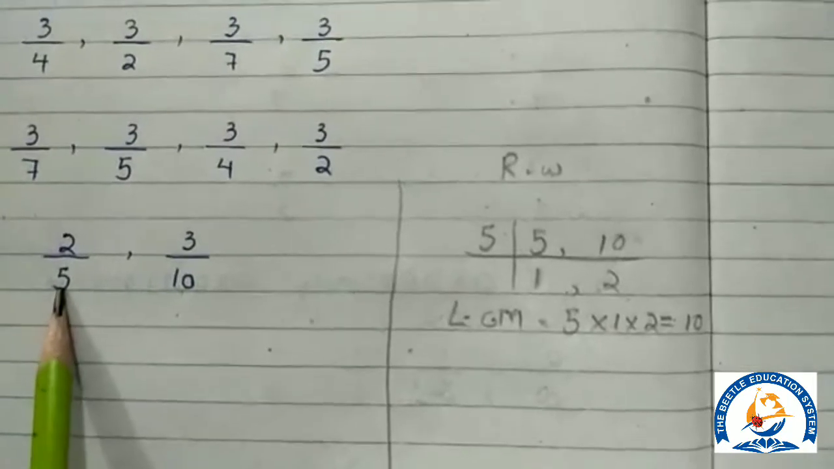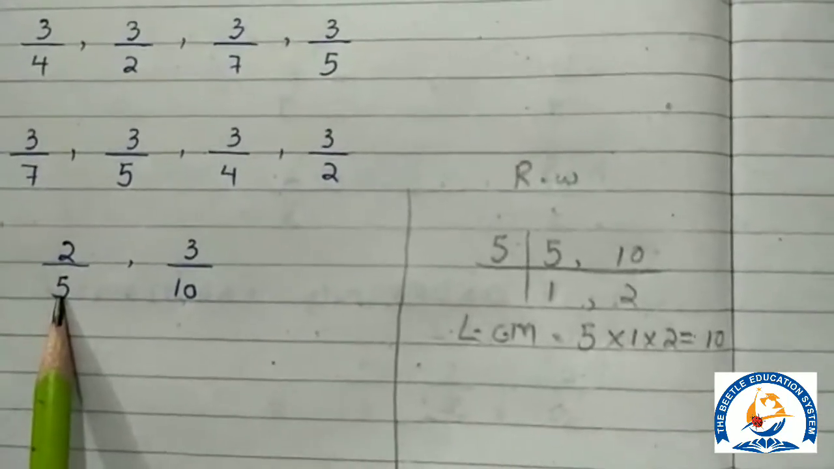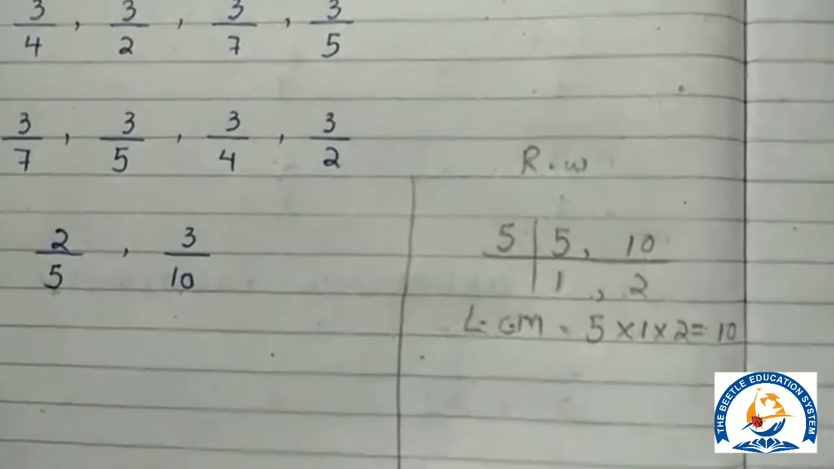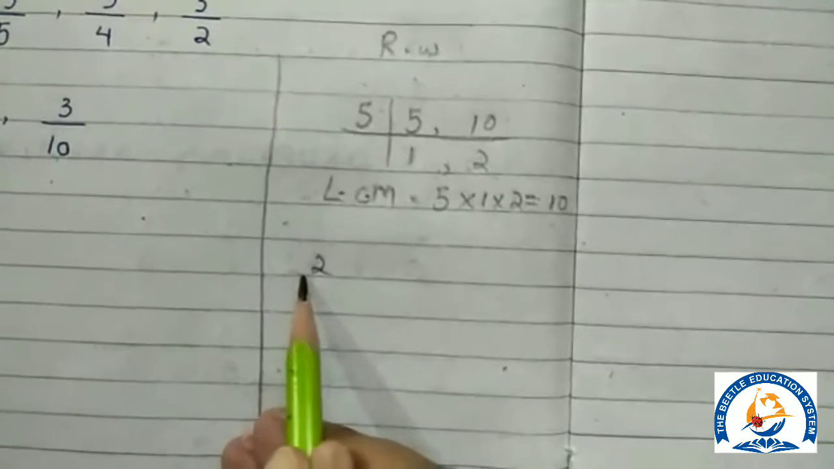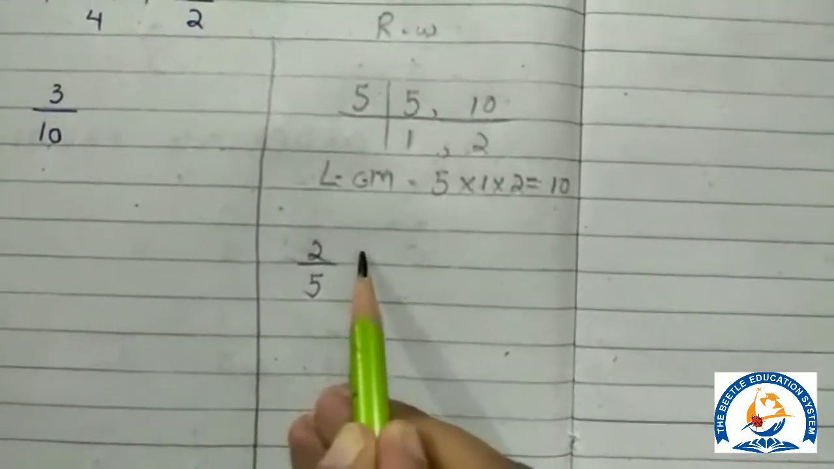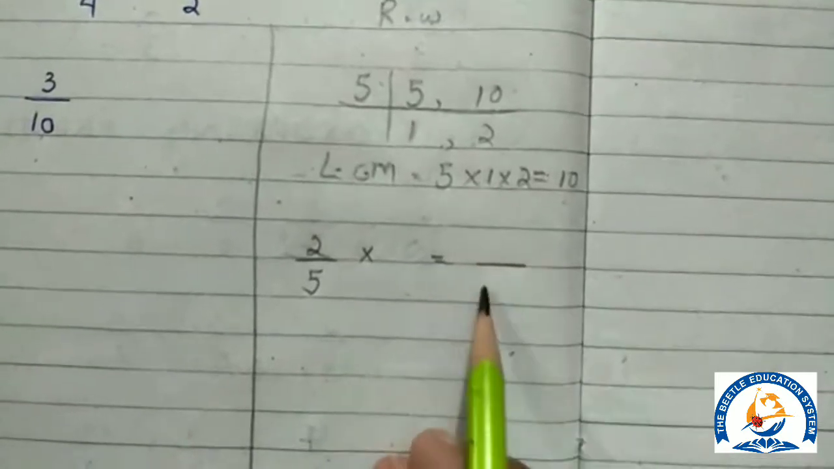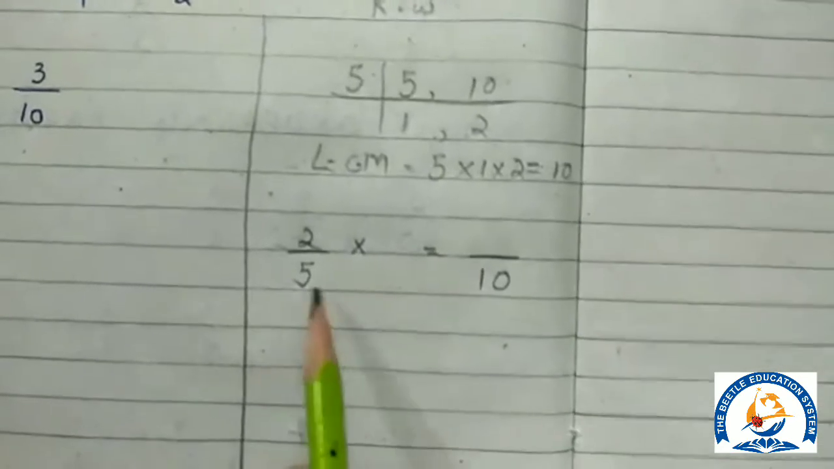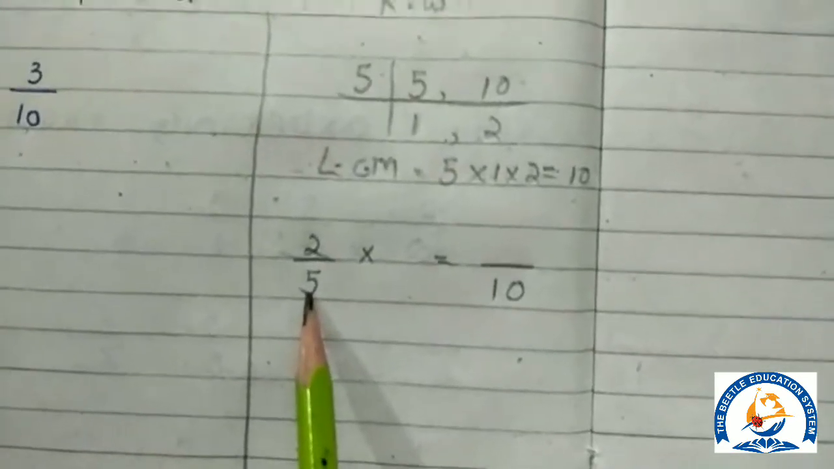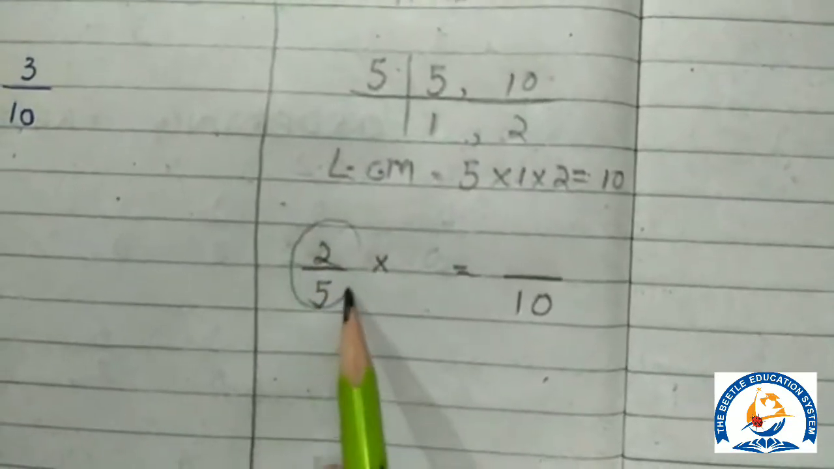But in the first fraction, we have the denominator 5. So we have to make this 10. How will we make this? Look at here. The fraction is 2 upon 5, and we want 10 in the denominator. We know that 5 2 times is 10. So we have to multiply this fraction with 2.